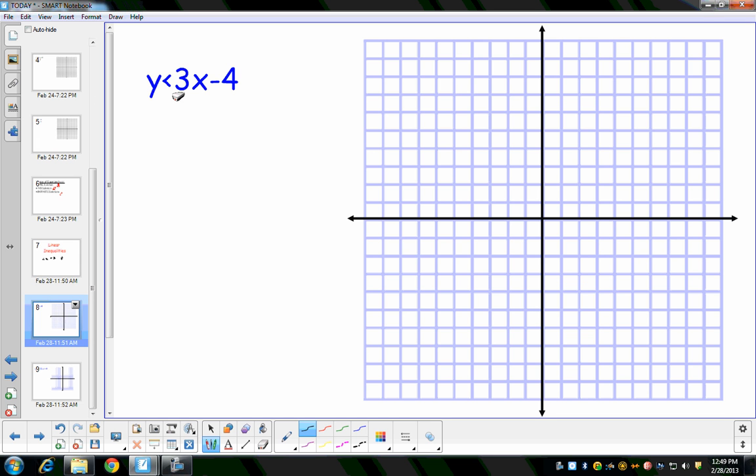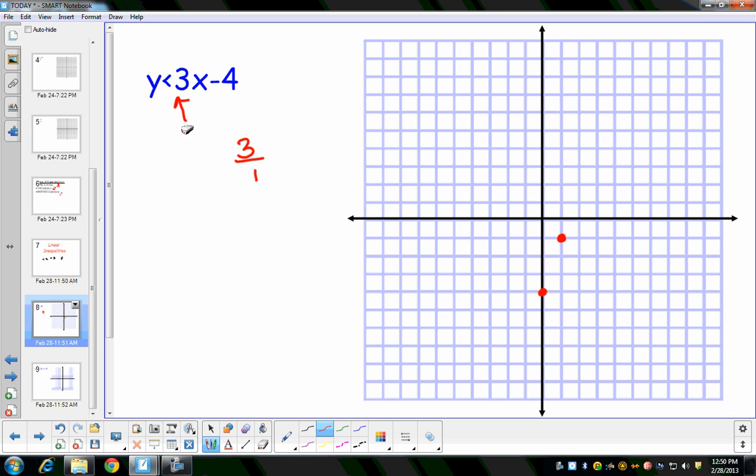So if we have y is less than 3x minus 4, this is already written in slope-intercept form, so I'm going to go ahead and graph it just as I would if this was an equation. My y-intercept is negative 4, so I'm going to come on the y-axis down to negative 4, and I'm going to put a point. My slope is 3, which is the same thing as 3 over 1, so I'm going to come up 1, 2, 3, and then go over 1 and put a point. Now here's where things are different.